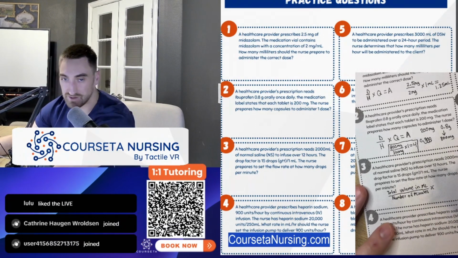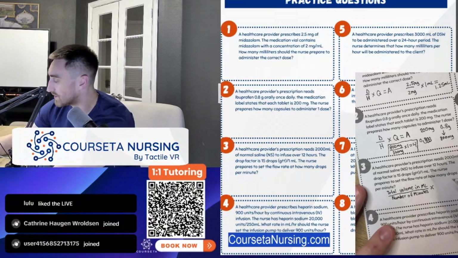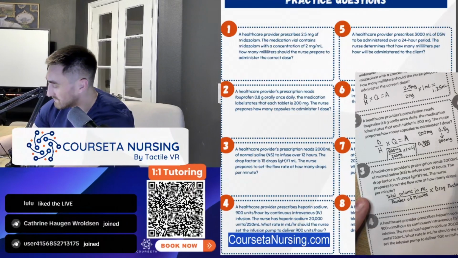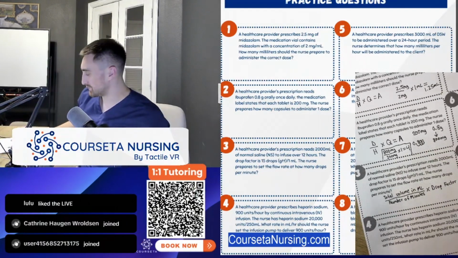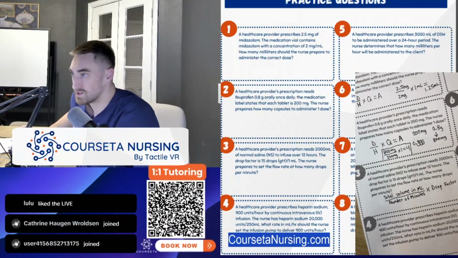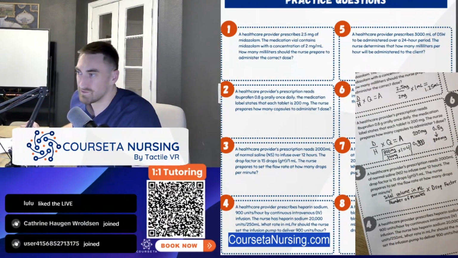So anytime there's a drop factor, you know you're using the drops per minute formula. This is your drop factor, and all your questions will literally say a drop factor of blank with the number. All right, so that would be your formula that you need to use. Let's go ahead and plug and play these numbers.